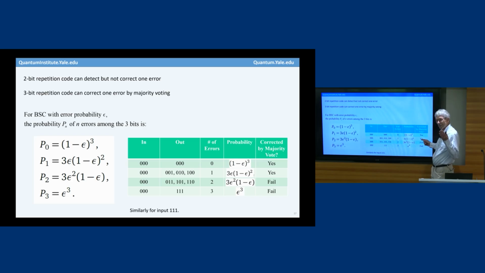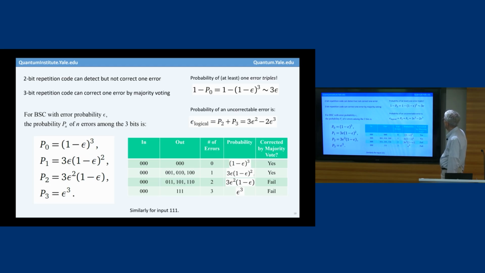So now I'm winning. I still fail if there are 2 errors. But that only occurs with epsilon squared for small epsilon. That's the most important thing. And occasionally there's 3 errors. So this would be 1% of the time. This would be 1 time in 1,000, say.